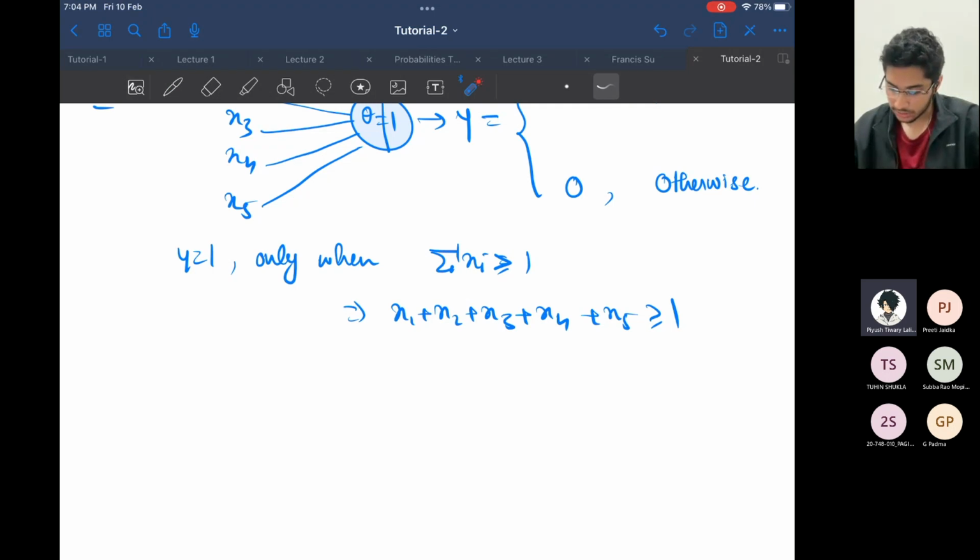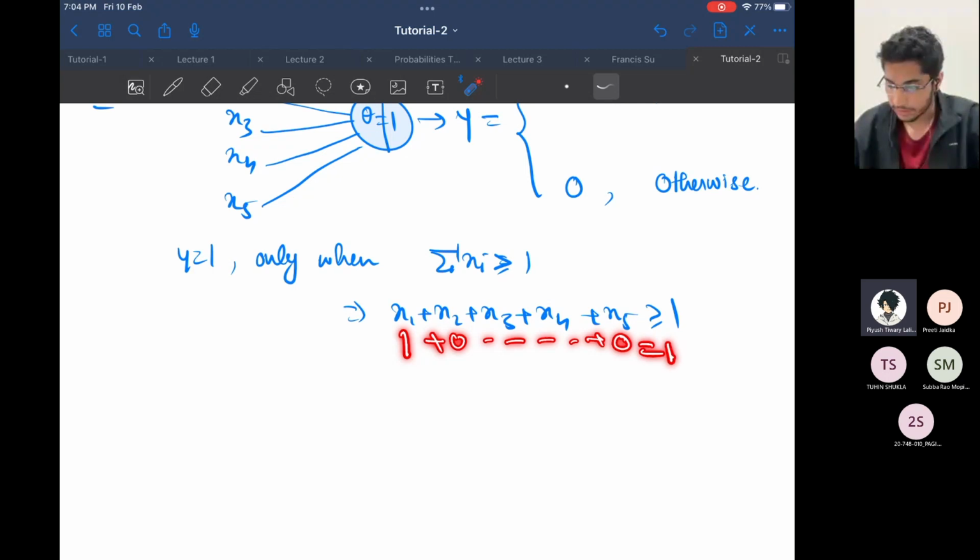Each of the xi's can either be 0 or 1, since these are Boolean inputs. If I want this summation to go to 1 or above, at least one of them should be equal to 1. I hope you understand my point. Let's say x1 is 1 and the rest of them are 0. Then the sum will be 1, and since this is greater than or equal to 1, this would imply that y is 1. So at least one of them should be 1.